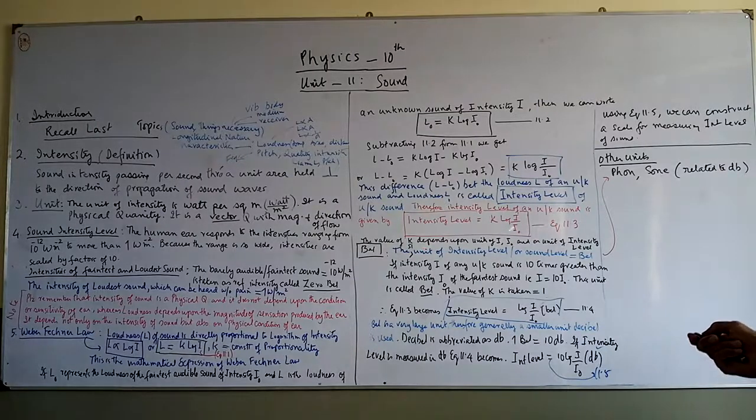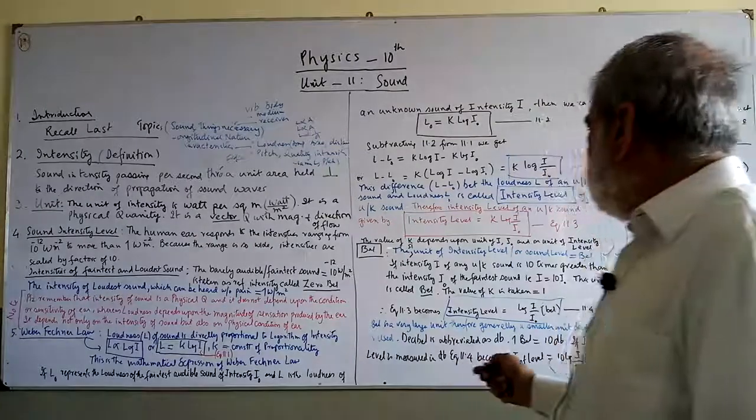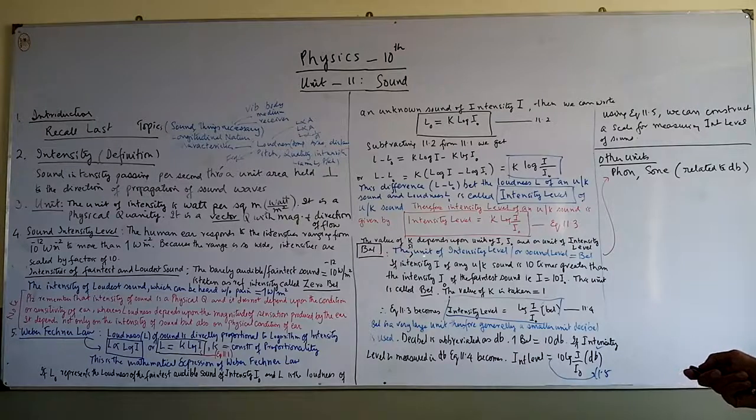The value of K depends upon the intensities I and I naught and on the intensity level. The unit of intensity level is a bell. It is a physical quantity. If intensity I of an unknown sound is 10 times greater than the intensity I naught of the faintest sound, this unit is called bell. The value of K is taken as 1. Since this is a large unit, a decibel is normally used, abbreviated as dB. Therefore, intensity level becomes 10 times log I over I naught.